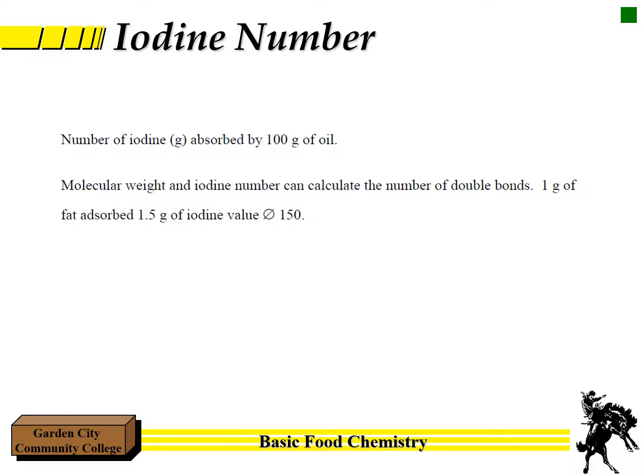So the iodine number is just the grams of iodine absorbed by 100 grams of oil. The molecular weight and iodine number can also be used to calculate the number of double bonds that are there. So 1 gram of fat absorbing 1.5 grams of iodine basically has a value of about 150.